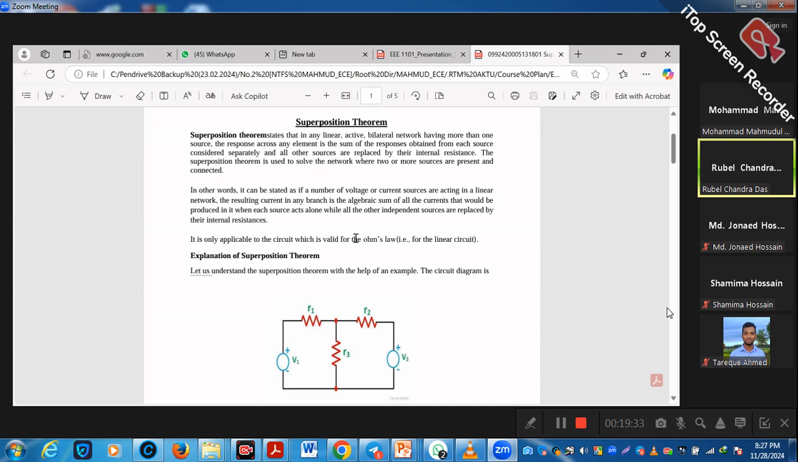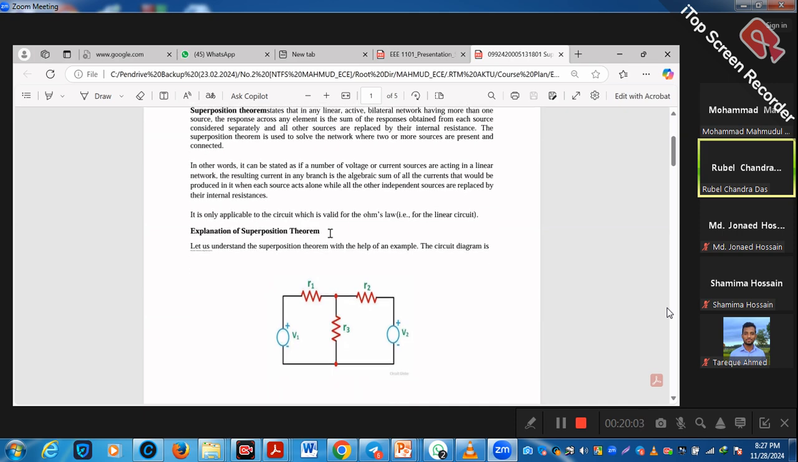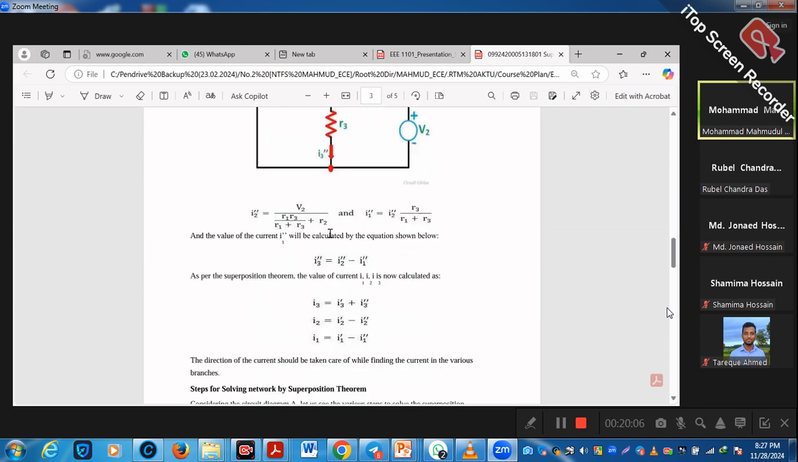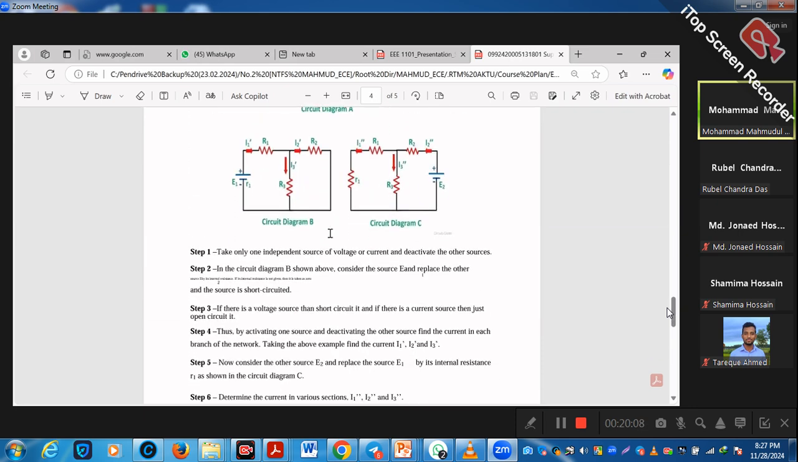Superposition theorem states that in any linear active bilateral network having more than one source, the response across any element is the sum of the responses obtained from each source considered separately, and all other sources are replaced by their internal resistances.